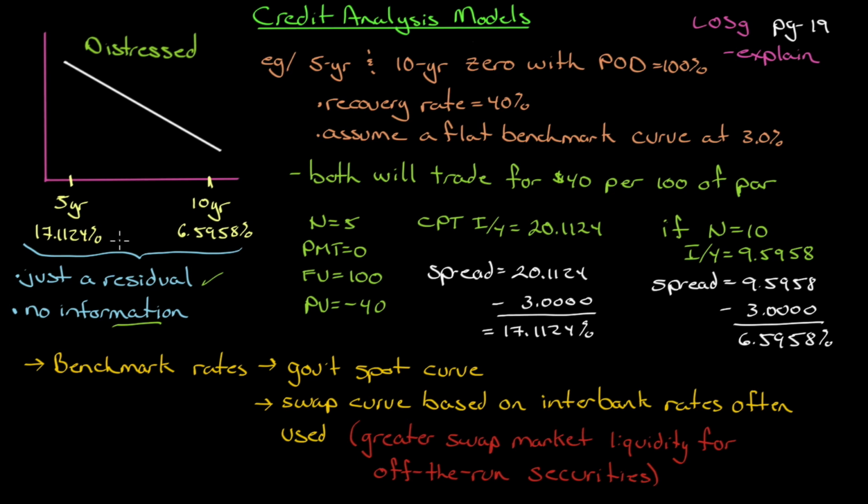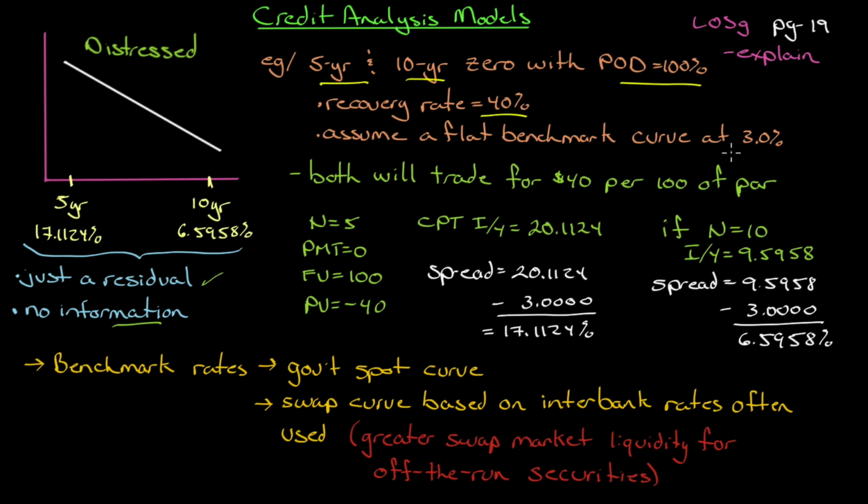Somebody looking at this may say, well, perhaps there's a higher probability that the 10-year may actually recover, and that there's a higher probability that the 5-year will default. Well, we're going to fix that in our assumptions and show that there's no information here. Let's take a 5-year and a 10-year zero, and let's give them both a 100% probability of default. It's going to happen. And the recovery rate is 40%.